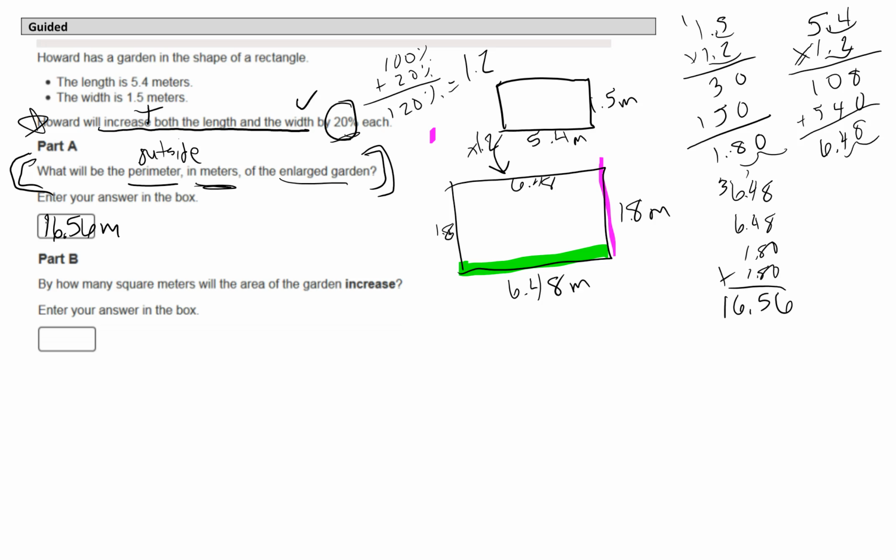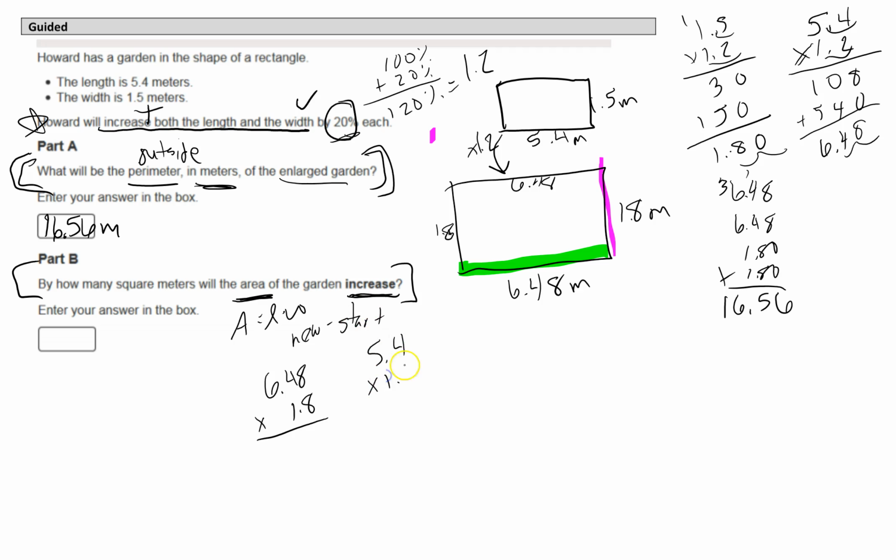All right, last part. We have, by how many square meters will the area of the garden increase? So when I'm thinking about area now, I know area equals length times width, but I'm wanting to know the increase, so I'm going to have to do the new garden minus the starting garden. So I have to calculate 2 areas right now. So for the new garden, we have 648 times 1.8. For the starting garden, we had 5.4 times 1.5.